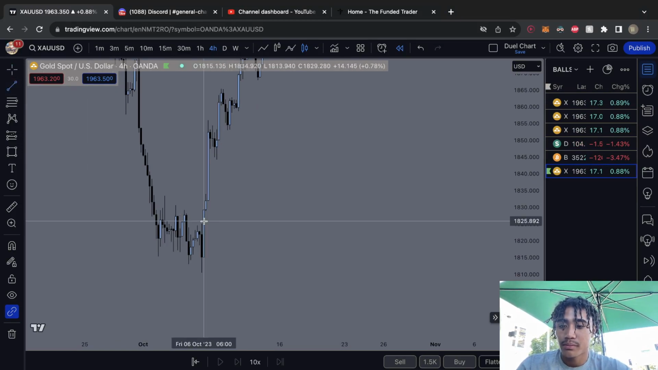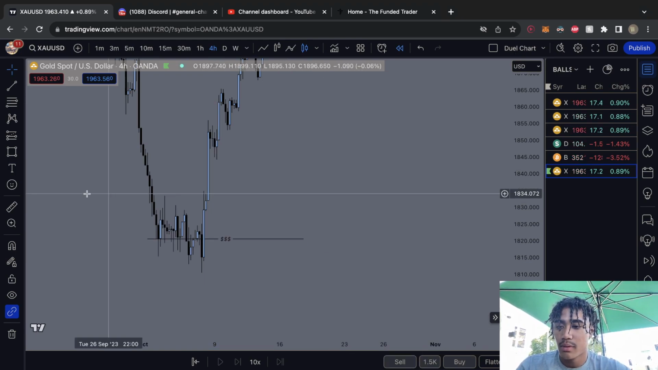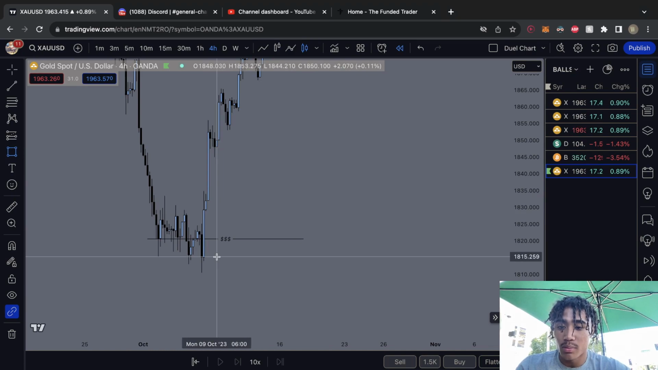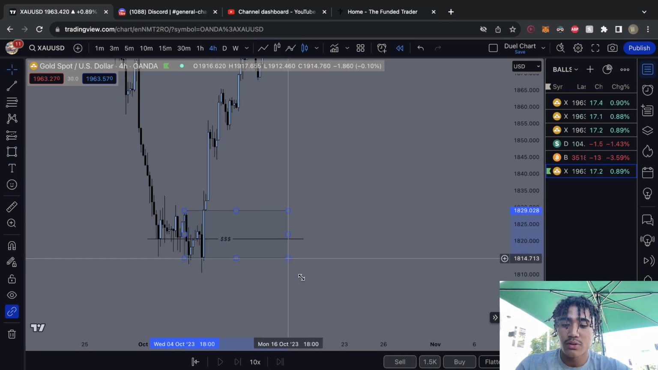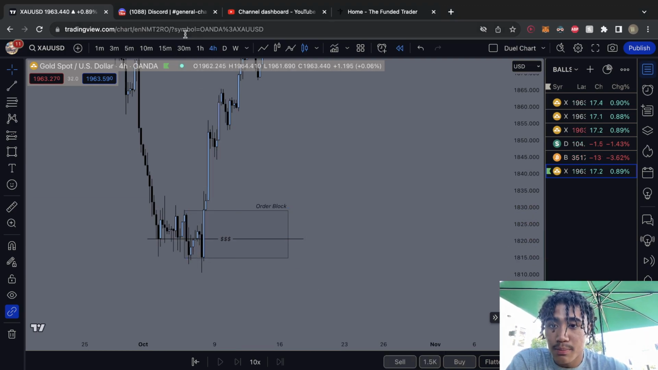Right here. Price came down, swept lows. This was liquidity. Bam. Formed what? An order block. Why? Because remember, that leg down is that order block, this price range right here. It's turned into the order block. Then price pushed up, rallied higher.